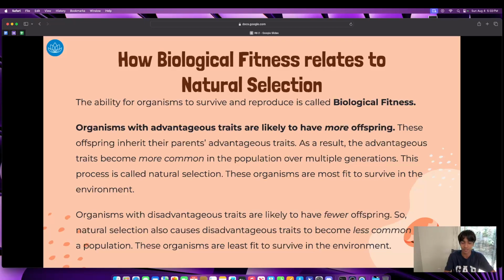So does it have a high or low biological fitness? Yes, it has a low biological fitness if you have a disadvantageous trait. I would recommend writing down the first paragraph and the second paragraph, but you can just shorten it. Just say how organisms with disadvantageous traits are likely to have fewer offspring, and organisms with advantageous traits are likely to have more offspring.